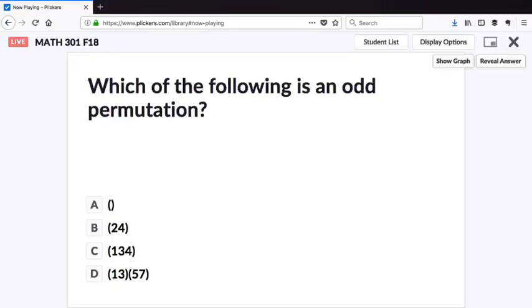So why isn't (1 3 4) an odd permutation? There's an odd number of cycles here. There's an odd length for the cycle, but it's not an even permutation.